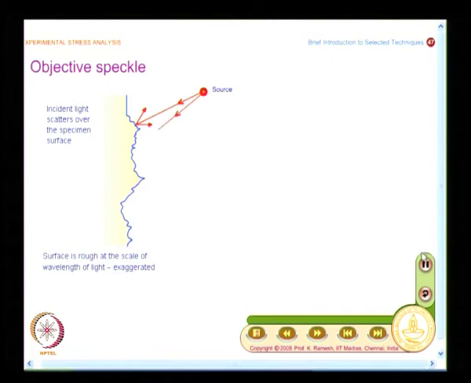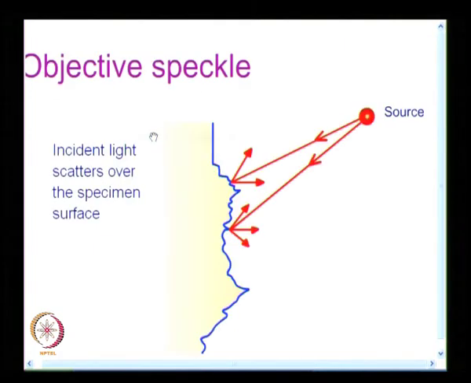So, what I see here is, as the light hits, you have light scattered at each of these points. You can also see this little enlarged. Instant light scatters over the specimen surface. So, when it hits the specimen, the light gets scattered in all directions, and this you will see again.